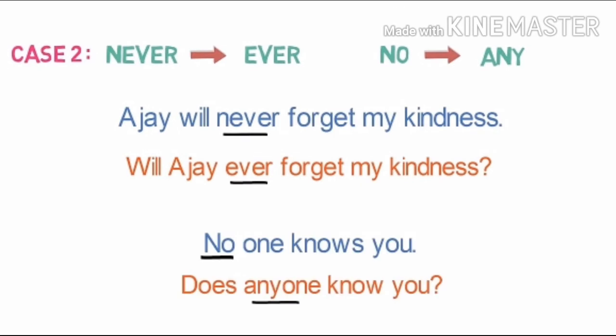Next sentence, no one knows you. Here no is used. While converting into interrogative, the sentence will be, does anyone know you? Just notice that no is converted into any.